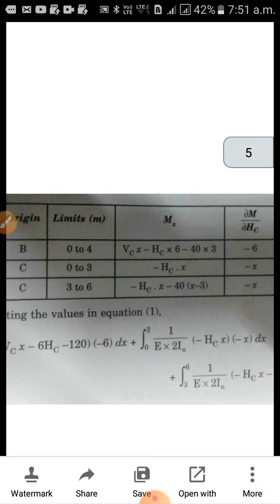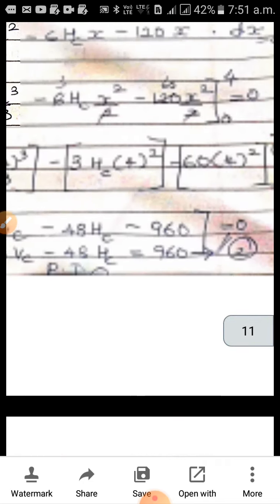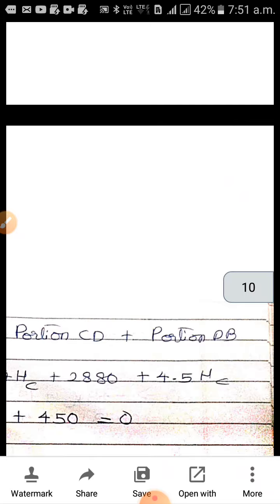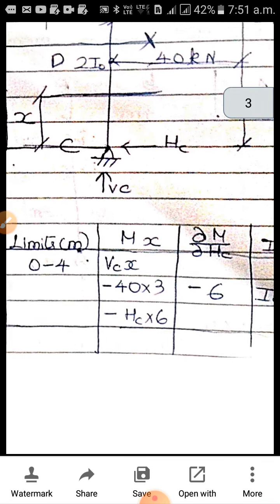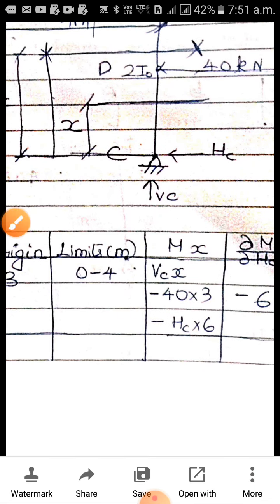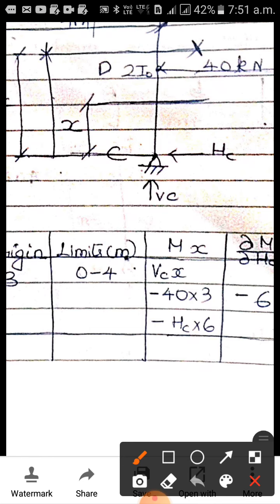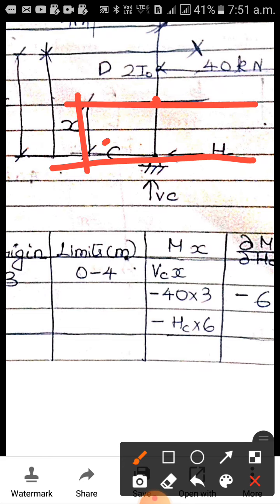And for x, it is from CD, from C to D. Okay, so x is from C. This is HC. So HC is here, x is here. So you draw a parallel line. So the distance between these two lines is x. So HC into x for the portion CD.